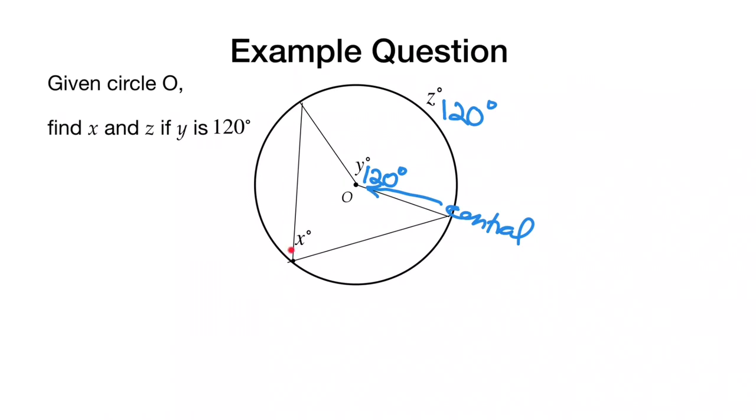However, there's another angle, our inscribed angle, angle x. And we have another theorem that works with angle x and arc z. And as you recall, that would be half of that measure of z. So this will make angle x be 60 degrees. So x equals 60 degrees and z equals 120 degrees.